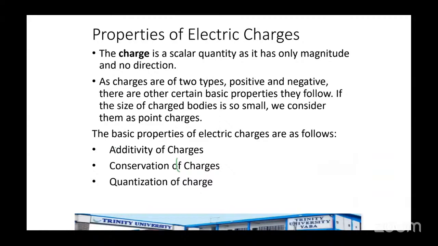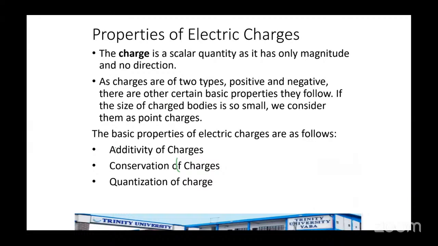Now, properties of electric charges. Charge, as we know, is a scalar quantity. It has only magnitude and no direction. So what are the basic properties of charges? 1, additivity of charges. 2, conservation of charges. 3, quantization of charges. So what is additivity?